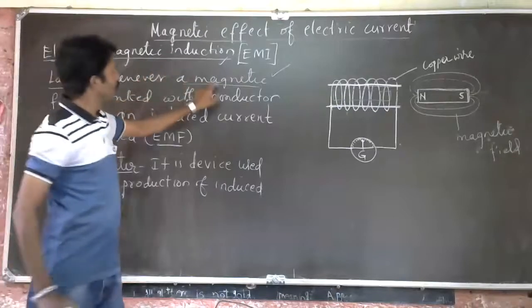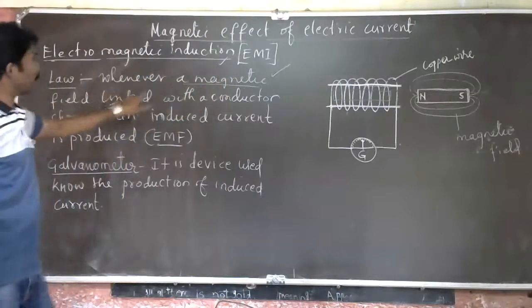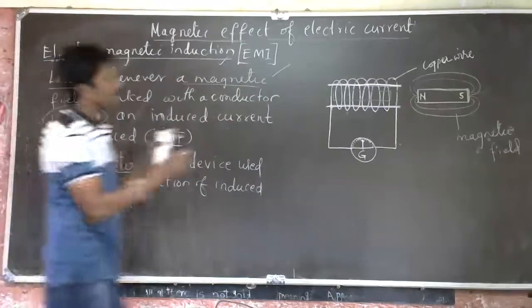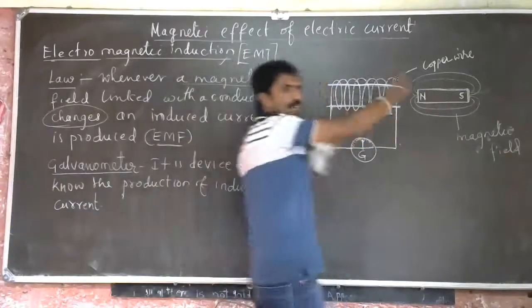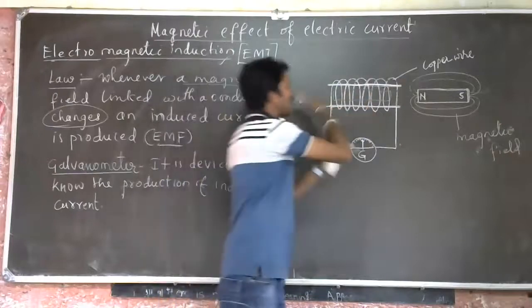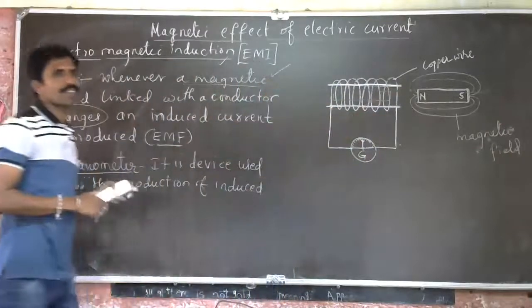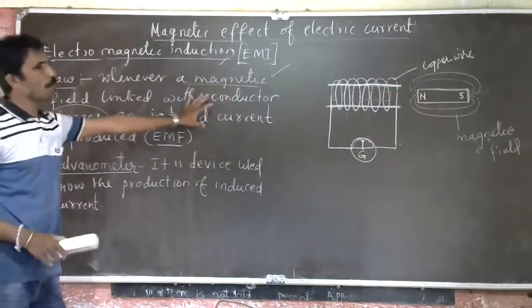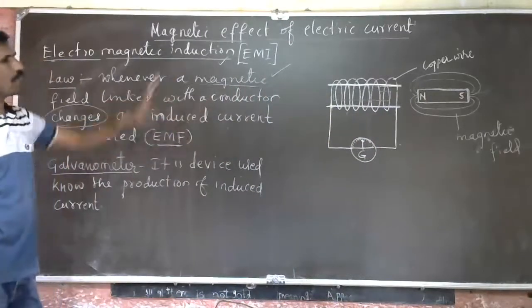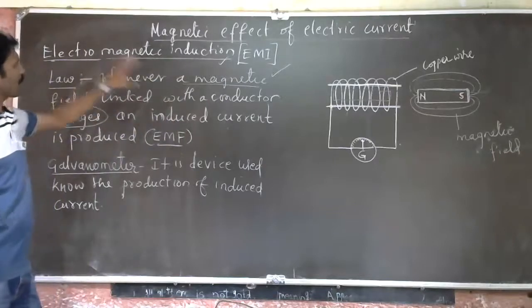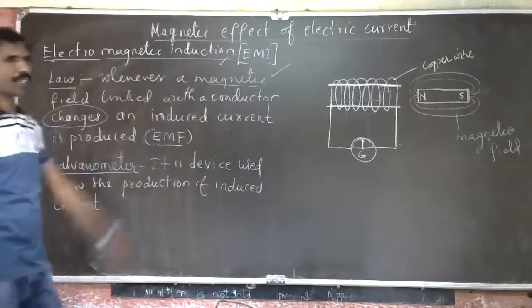Whenever a magnetic field linked with a conductor changes, there should be a change in the magnetic field linked with the conductor. Then only electricity is produced, or induced current, or electromotive force will be produced. So this is the first law of electromagnetic induction.